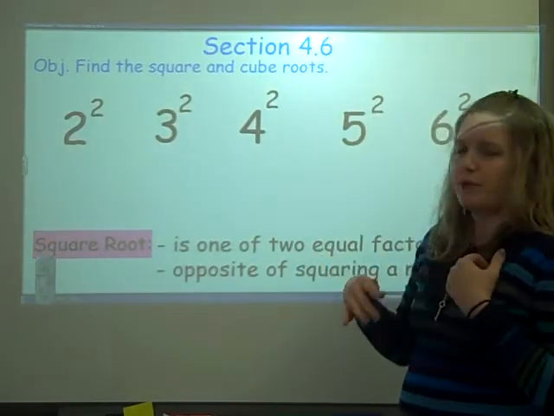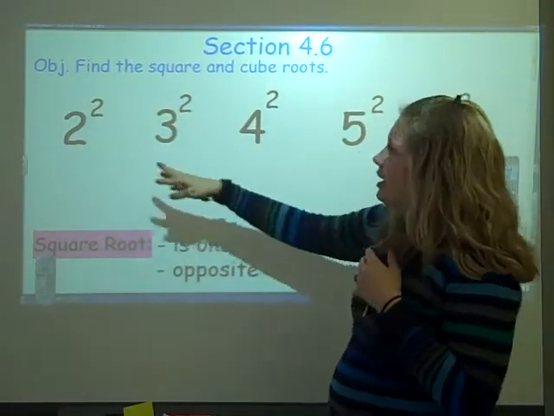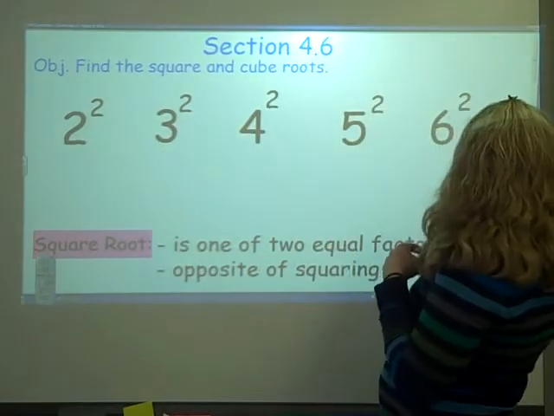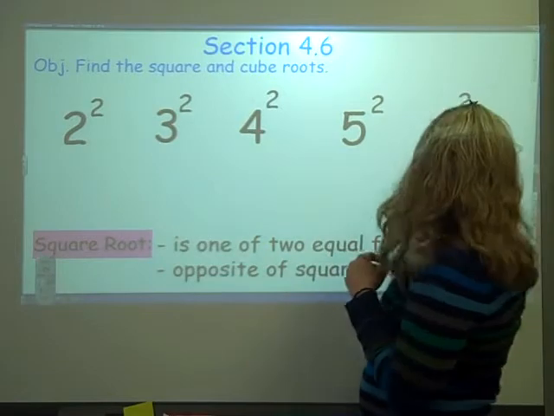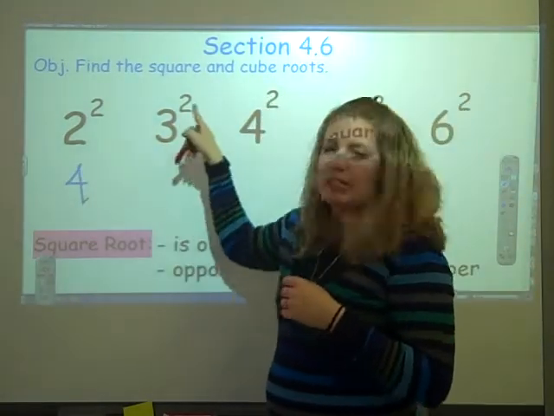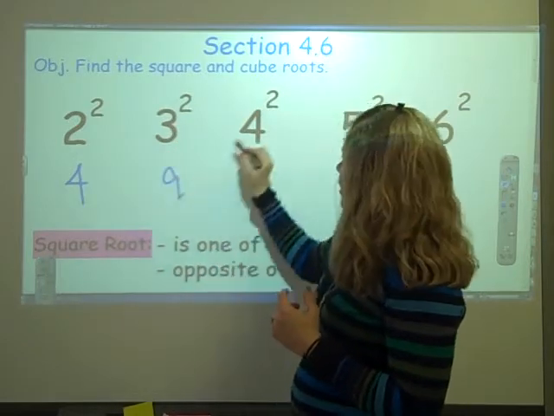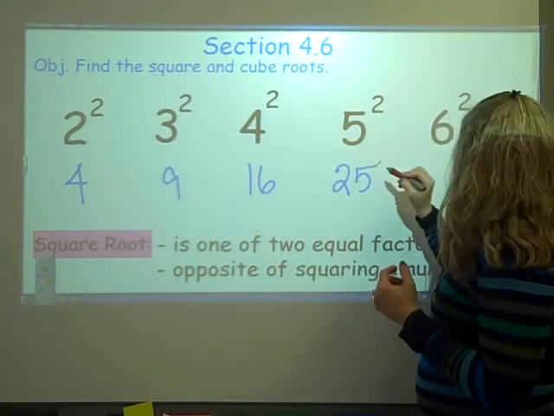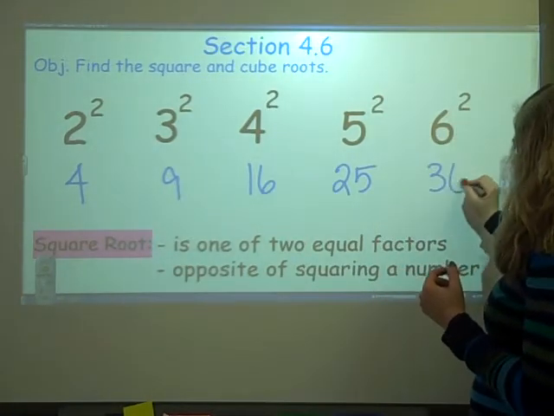Before I tell you about what a square root is, write down these powers. These are squared. When you square each one of them, 2 squared is 4, and 3 squared, 3 times 3, is 9. 4 squared is 16. 5 squared is 25. And 6 squared is 36.